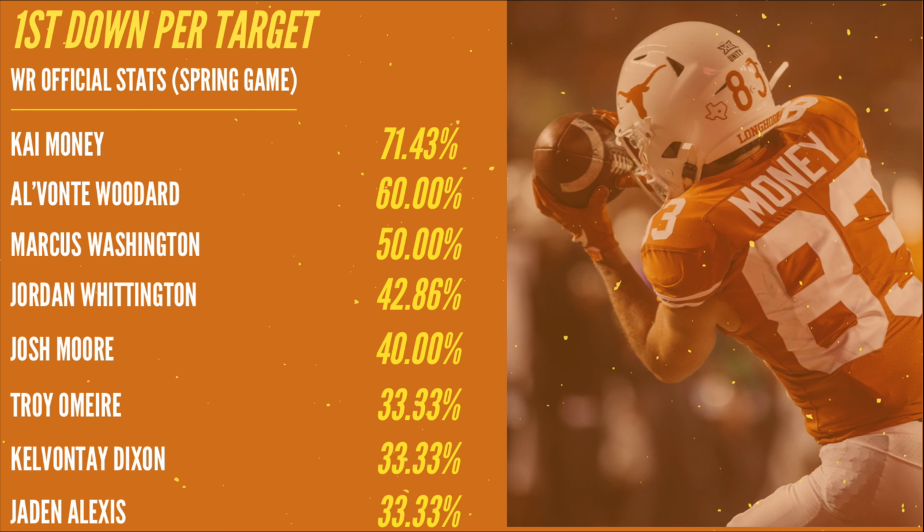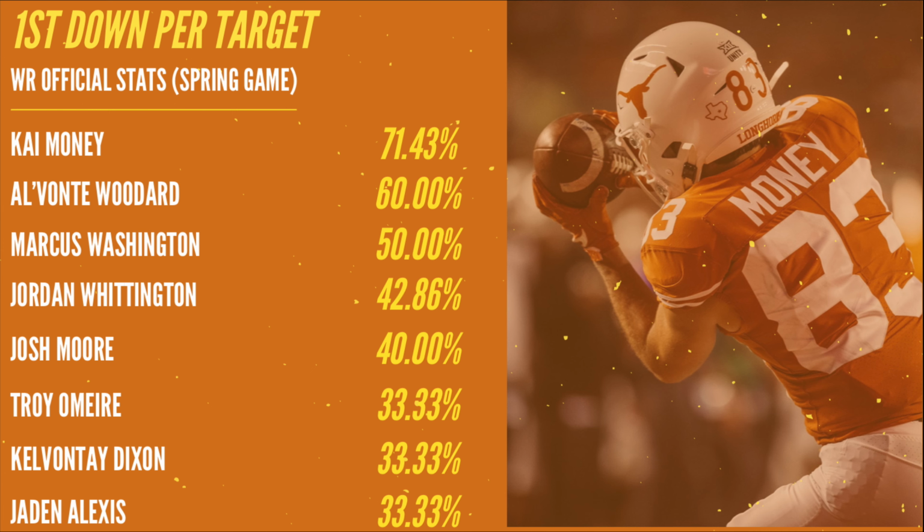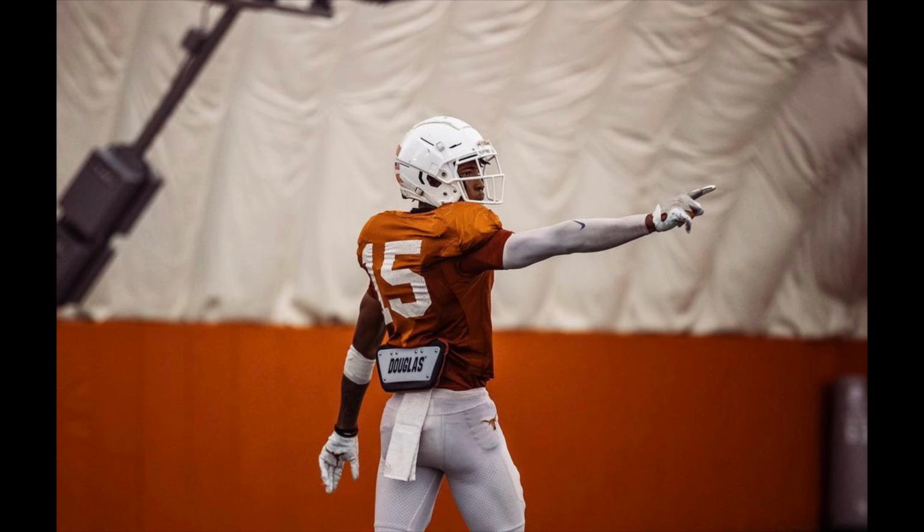All right, folks, now we're going to talk about first downs per target. And hey, guess who's ranked number 1 for wide receivers on first downs per target? Yes, guys, if you guessed Kai Money, you were right. 7 targets, 5 first downs for 71.43% first downs per target. The next person on this list when it comes to wide receivers at 60% is Savante Woodard. 5 targets, 3 first downs. The next person on this list, folks, is at 50%, Marcus Washington, 2 first downs on 4 targets.